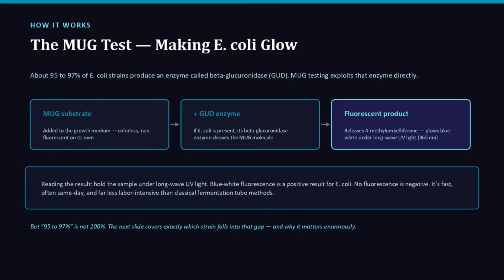Here's how you actually read the result. Hold the sample under long-wave UV light. Blue-white fluorescence is a positive result for E. coli. No fluorescence is a negative result. This method is fast, often same day, and far less labor-intensive than classical fermentation tube methods.